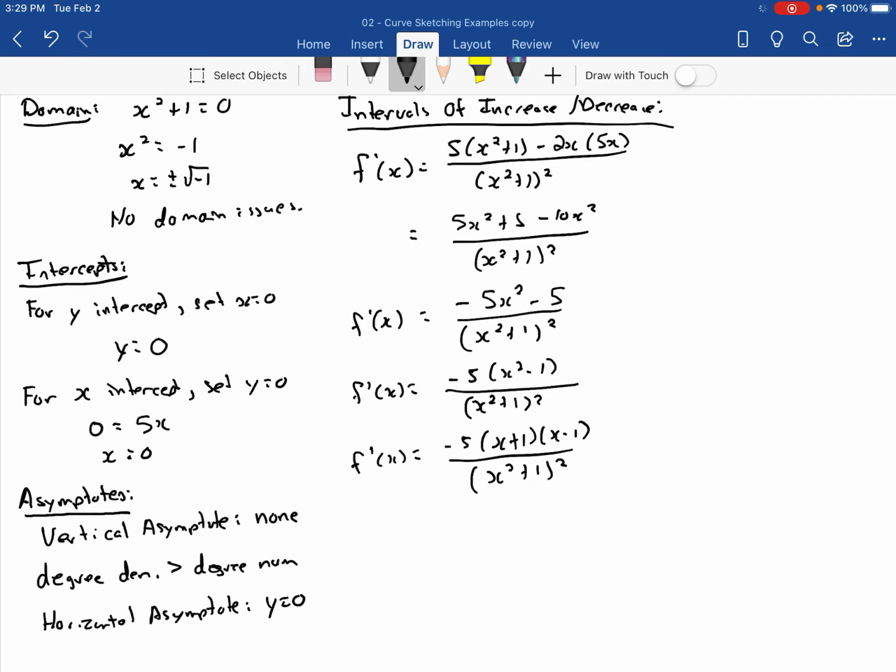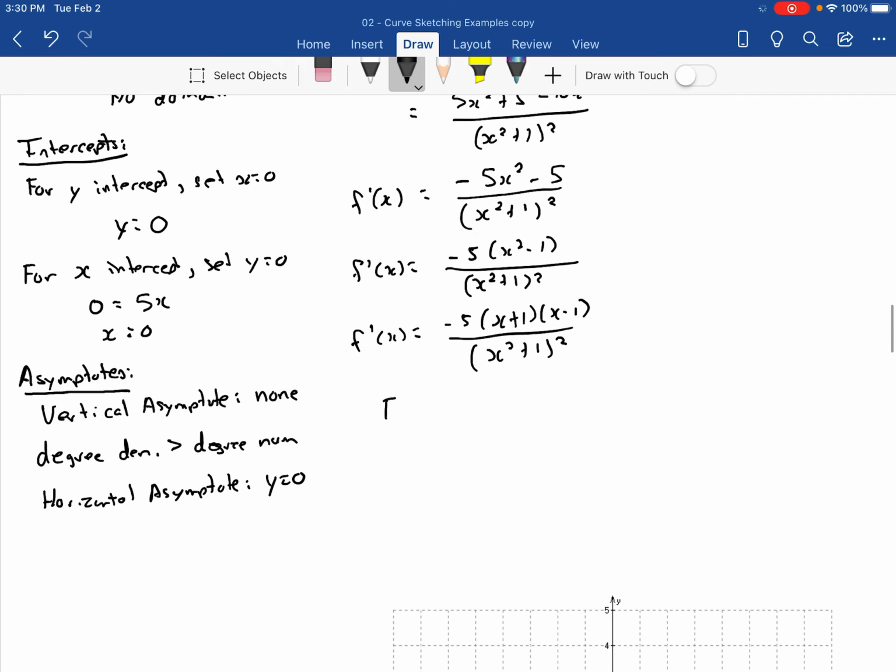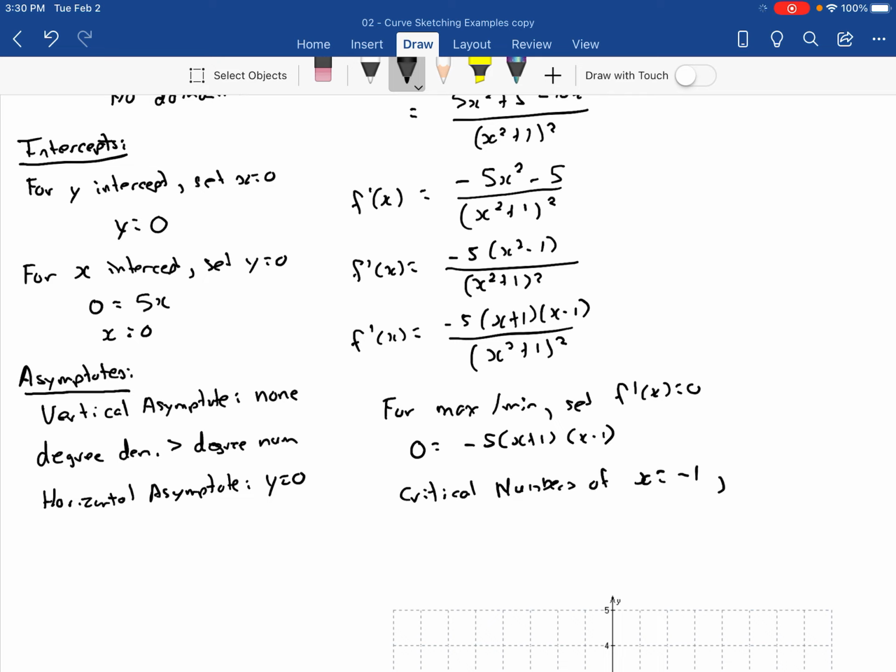And so, for max mins, set f prime at x equal to 0. Sometimes we phrase that for critical numbers, set f prime at x equal to 0. So sometimes we phrase it the other way. And here we're only worried about the numerator, so we can see the numerator directly. I'm going to write it out, but you can pick that right off because I put that in factored form. I get critical numbers. So I'm going to use both phrasings here. Critical numbers of x equals negative 1, x equals positive 1, okay? So those are the things I'm going to need for my chart.